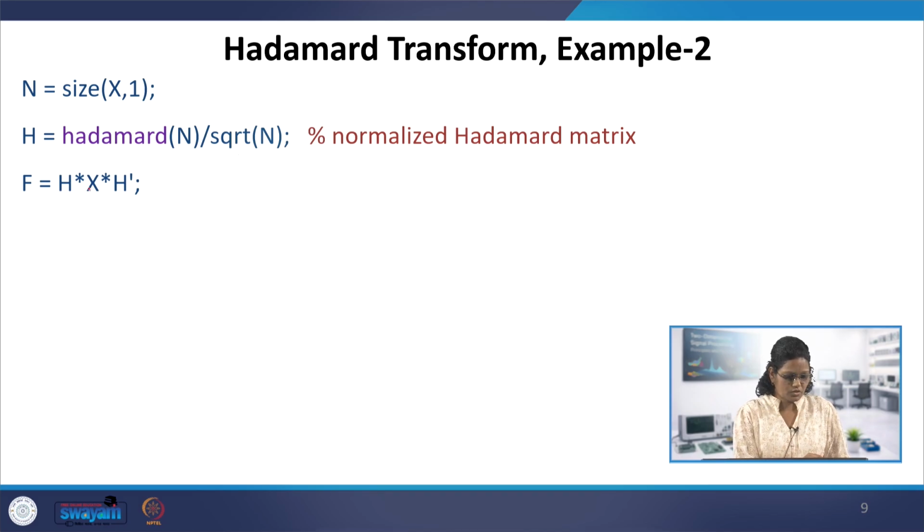F is equal to H x H dash, which is the transpose, where x is the image, size 4 here, with the Hadamard kernel. We use it to get the image into the transform domain, either in the DCT, the DFT, the Hadamard transform or the DST. We use a kernel, and those kernels are fixed in these transforms. Like the Hadamard, the kernel is fixed for a given size 4.